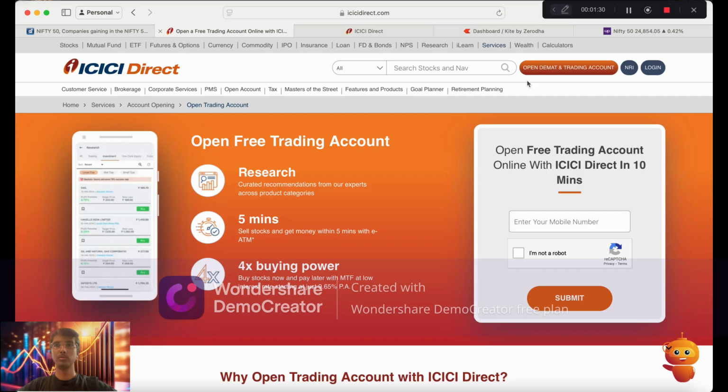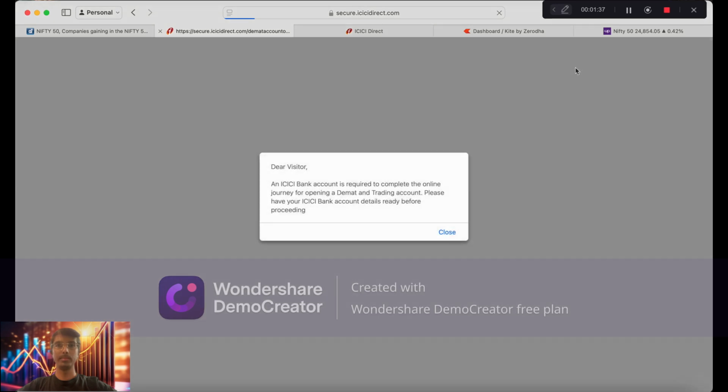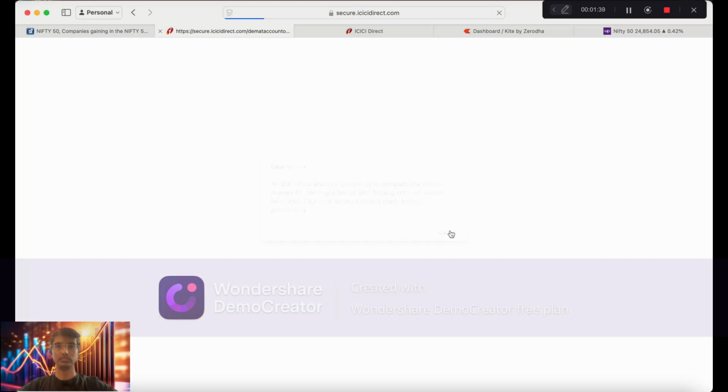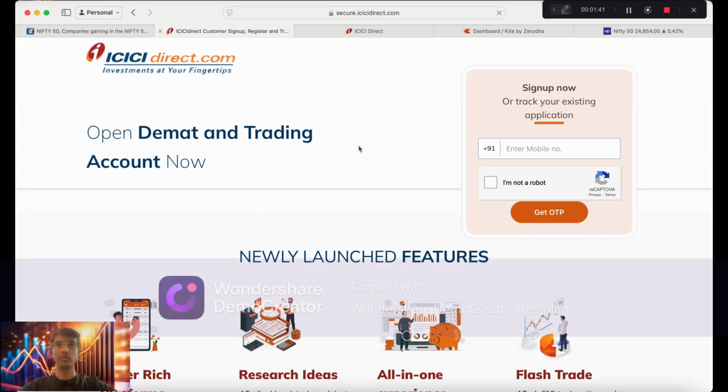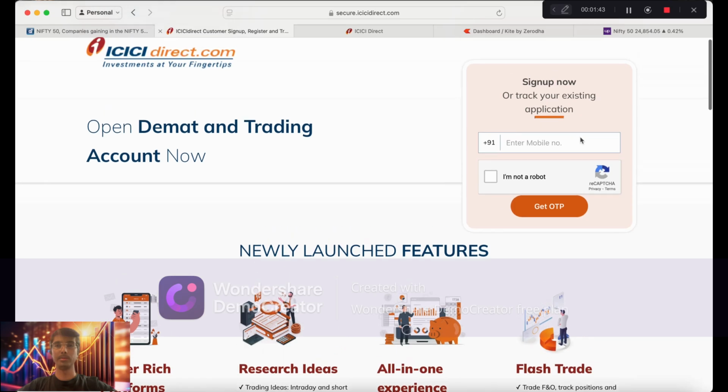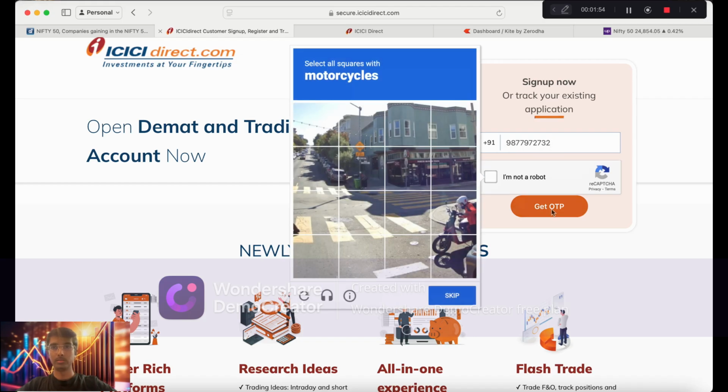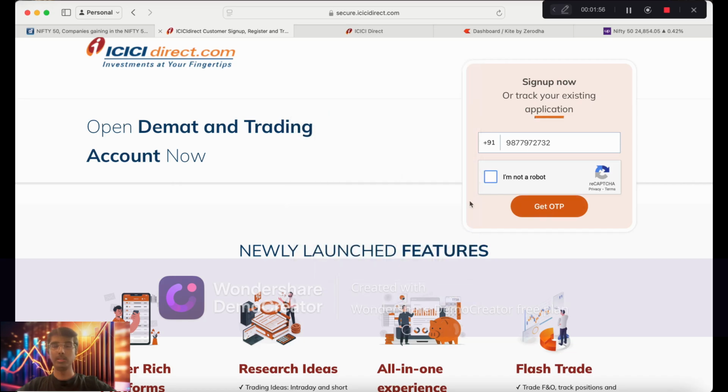In that login page we have something called open demat and trading account. Just click on that, and you have to enter your mobile number. I will give a random mobile number, this is not my mobile number. Click OTP, then you will receive the OTP.